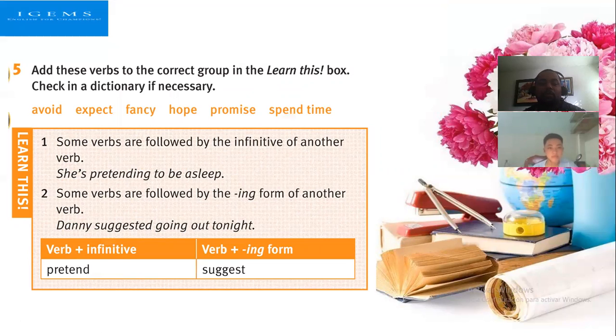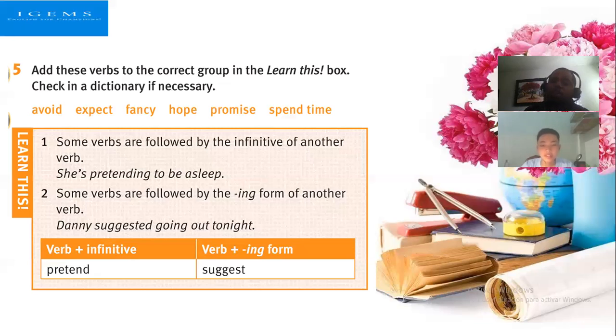If I tell you, for example, avoid. Well, I already told you this one. You already know this one. Expect is with infinitive. Hope is infinitive too. Promise is also infinitive. Okay, spend. Spend is with the ing form. That is correct.